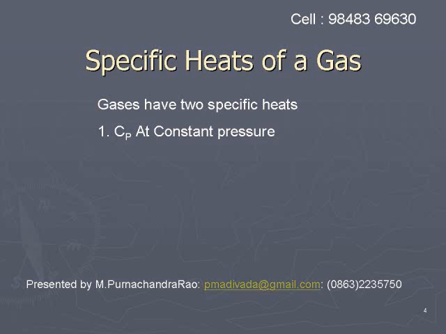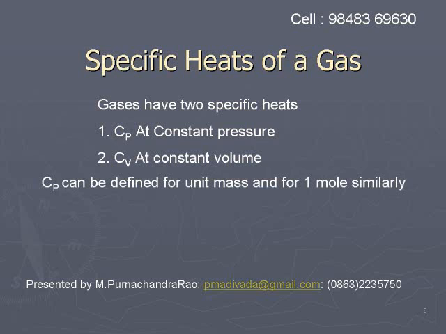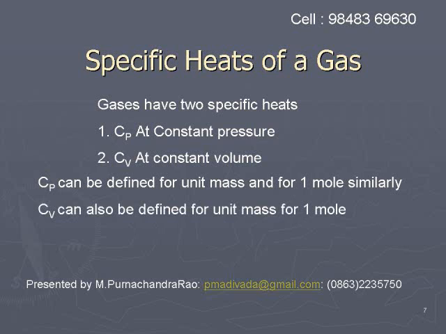Cp is specific heat at constant pressure and Cv is specific heat at constant volume. Cp can be defined in two ways. It can be defined for unit mass or it can be defined for 1 mole of a gas. Similarly, Cv can also be defined in two ways, for unit mass and for 1 mole of a gas.